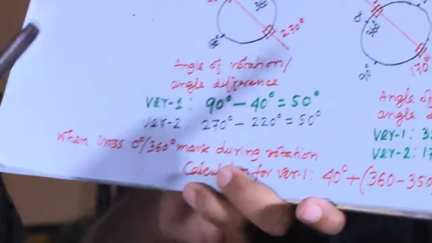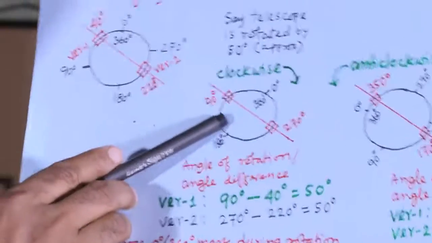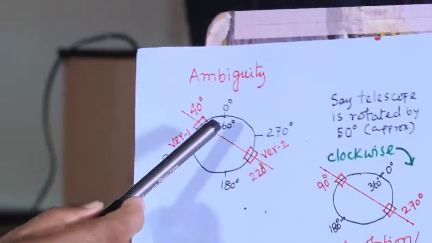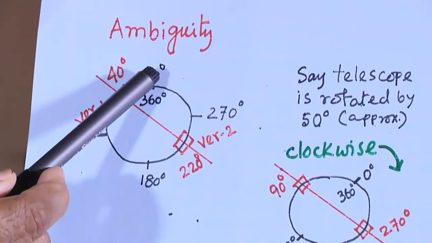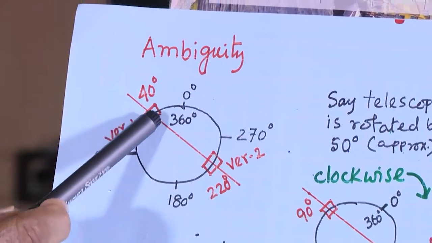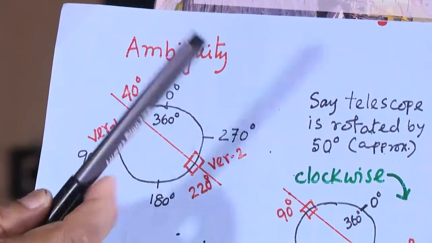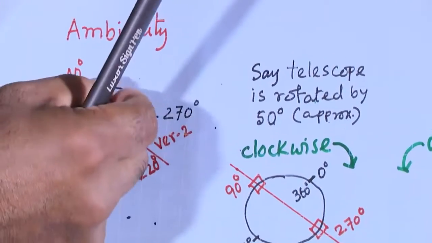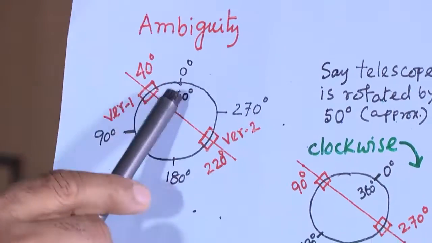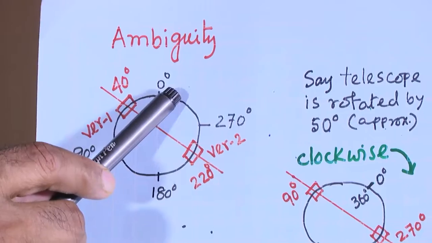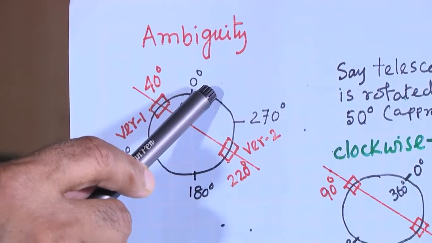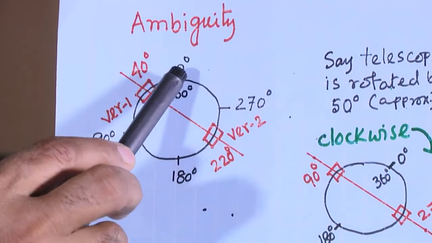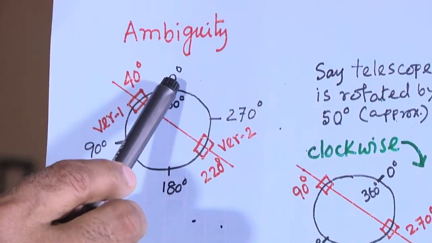So, what is the ambiguity? Here, look. When I am rotating it is anti-clockwise, that means that 0. So, when 0 is coming here, it has already rotated by 40 degrees, and then it has rotated 10 degrees more. So, then this reading is coming 350. Okay. So, this is basically 40 degrees, and this rotation is an extra 10 degrees.